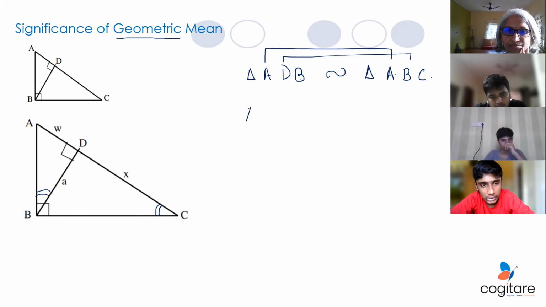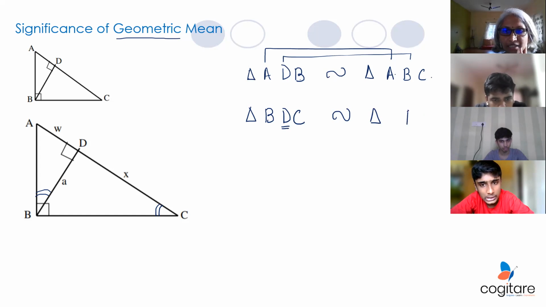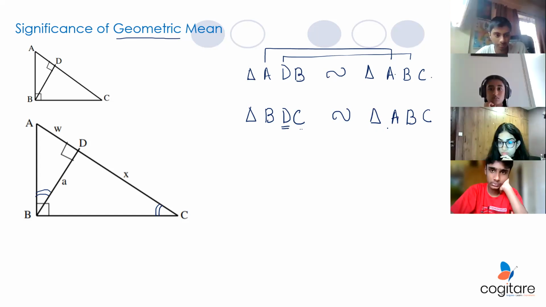Ma'am, triangle BDC is similar to ABC. First, pick the 90 degree. In BDC, D is 90. In ABC, B is 90. Then angle C and angle C is common. So I am left with A. Is this order correct? Chirayu, Shreyans, Hamsini? Yes.